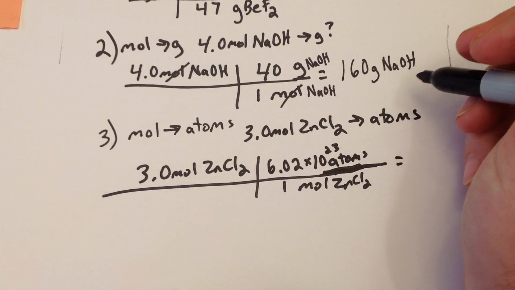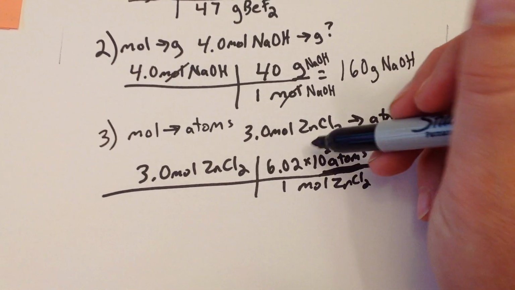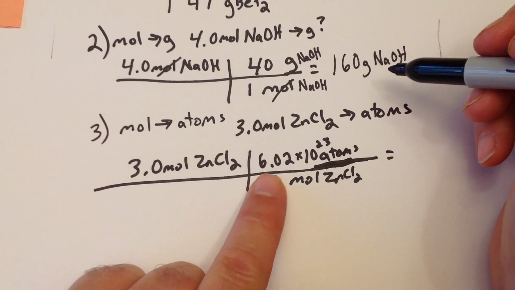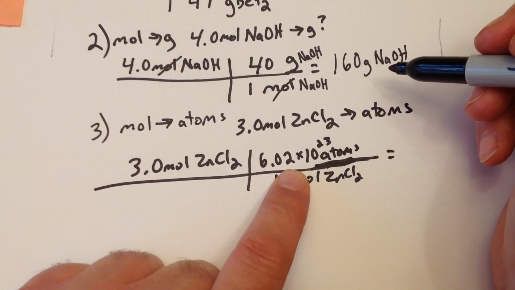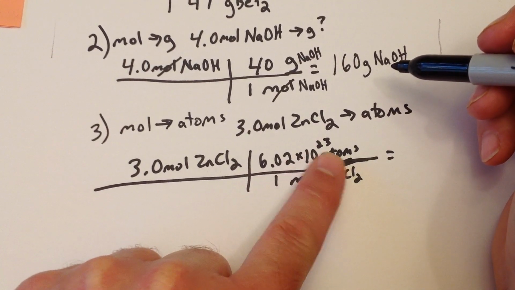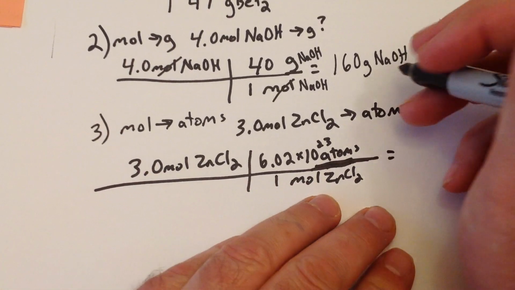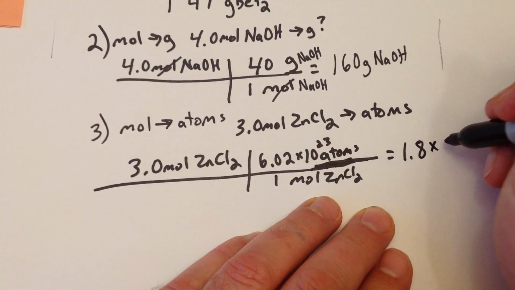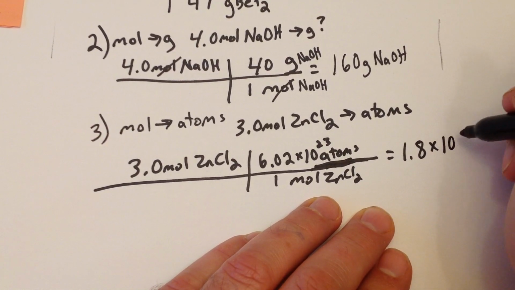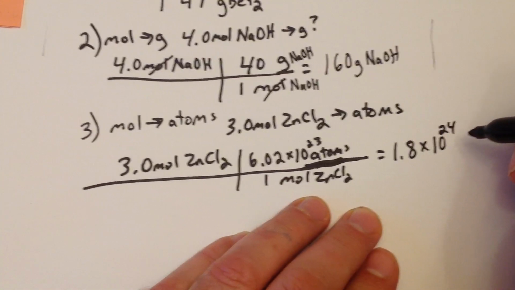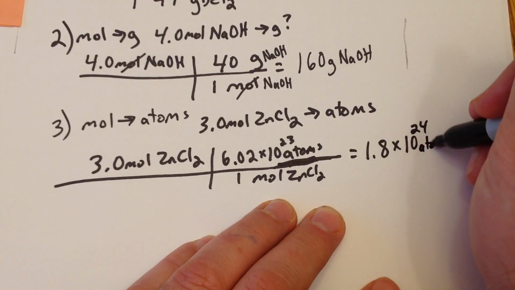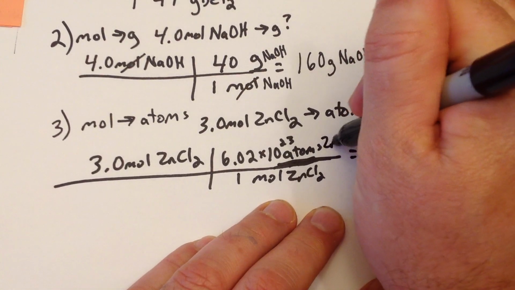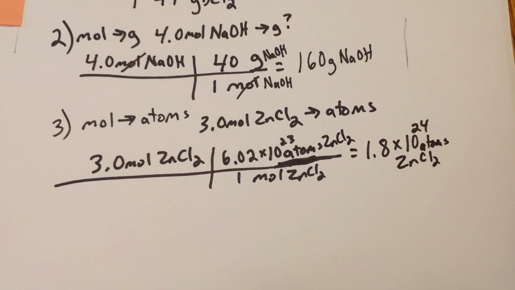When we multiply this out, now boys and girls, please remember to type this correctly in the type of calculator we had in the classroom. You're going to type in 6.02 EE 23 times 3. So make sure when you're typing this in, you get, and I'm going to round this to 2 significant figures, 1.8 times 10 to the 24th atoms. And I'm going to put zinc chloride on the bottom. Go back and make that pretty as well.